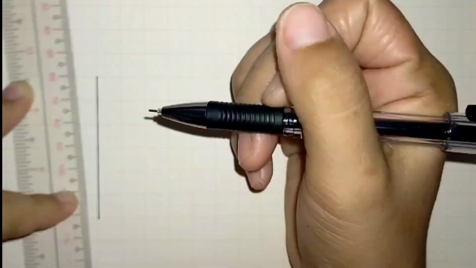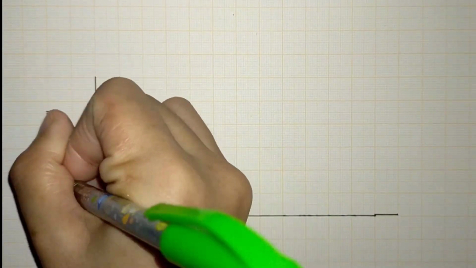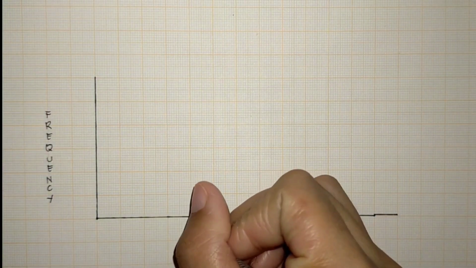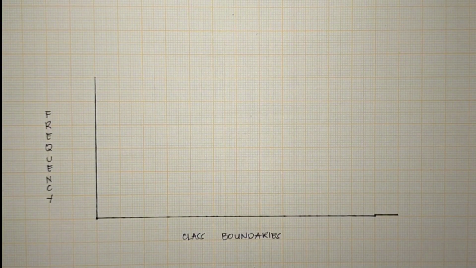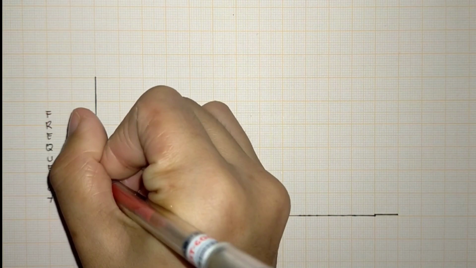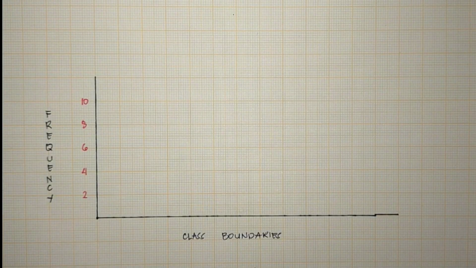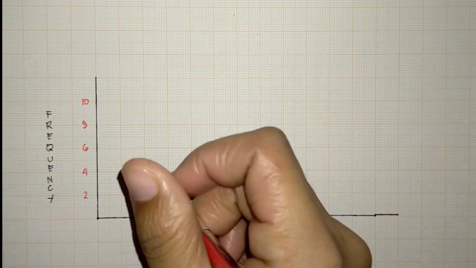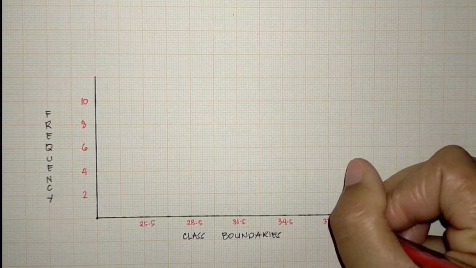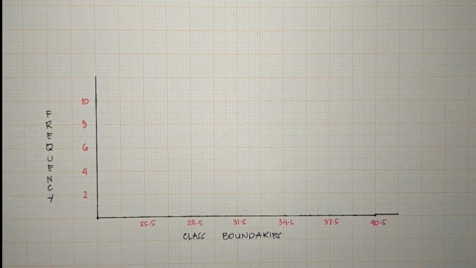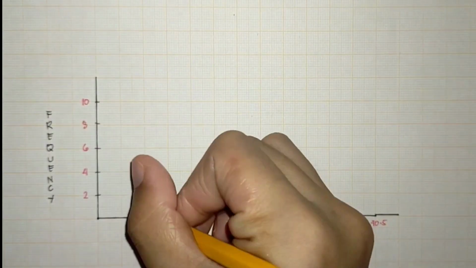Now, we're going to make a histogram. We all know that a vertical is our frequency. For our vertical or frequency, we're just going to put 2, 4, 6, 8, 10. And in our horizontal are 25.5, 28.5, 31.5, 34.5, 37.5, and 40.5. So, we all know the rule of making a histogram. There is no space.